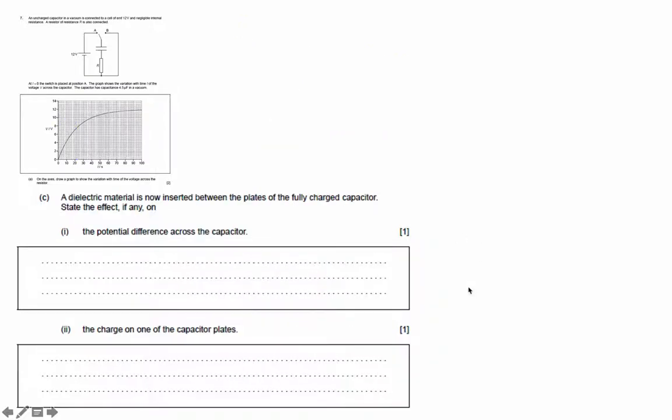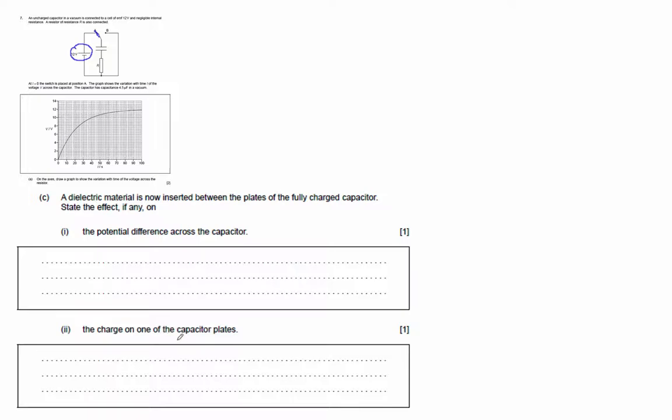All right, let's take a look at this next one here. A dielectric is now inserted between the plates of the fully charged capacitor. Notice that it's still connected to the voltage source. State the effect, if any, on the potential difference across the capacitor. Well, it's attached to a 12-volt voltage source, and so even though we're changing the capacitance, basically doubling it, it's attached to a voltage source, and so I don't think the potential can change.